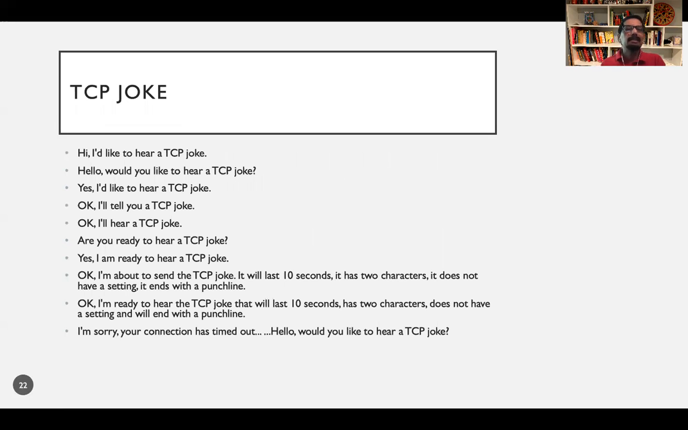This is a longer TCP joke, and I'll let you quickly look at it instead of me reading it. The funny part is that there's also an idea called a connection timeout if you cannot get it. And so, "I'm sorry, your connection has timed out. Hello, would you like to hear a TCP joke?" That means you're going to repeat the same thing again.